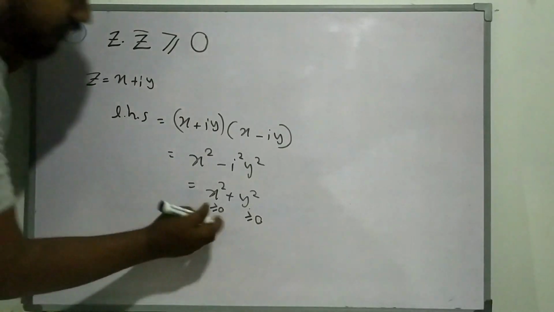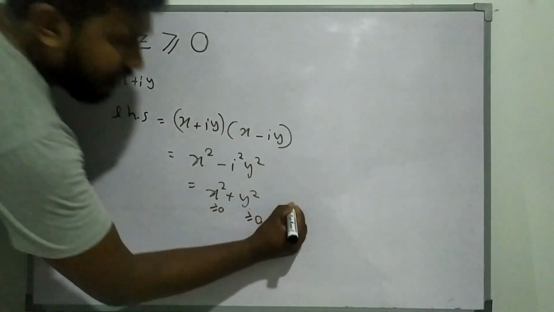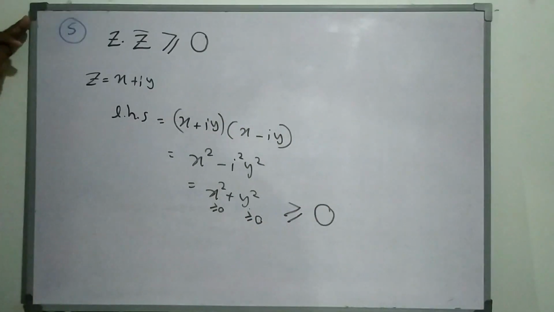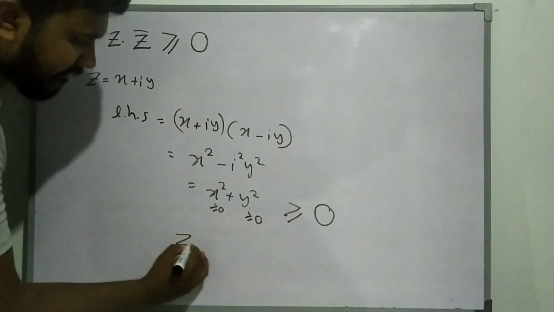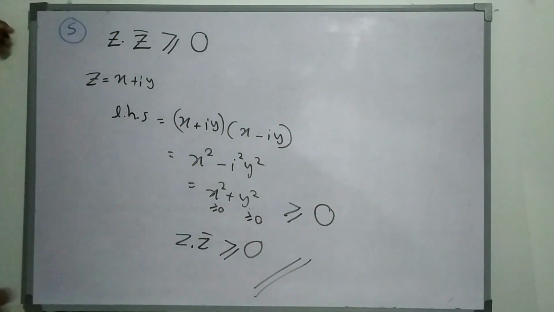So there is a chance to be 0, so you have to say it can be greater than or equal to 0. z into z bar is greater than or equal to 0. So this is the fifth theorem. It's actually easy.